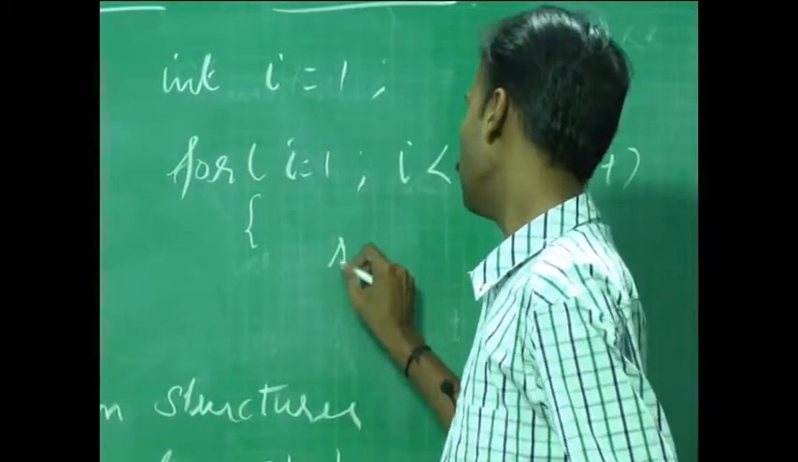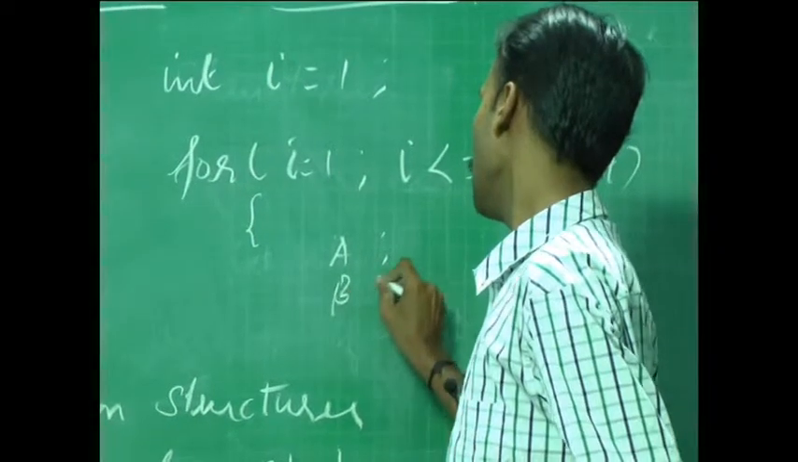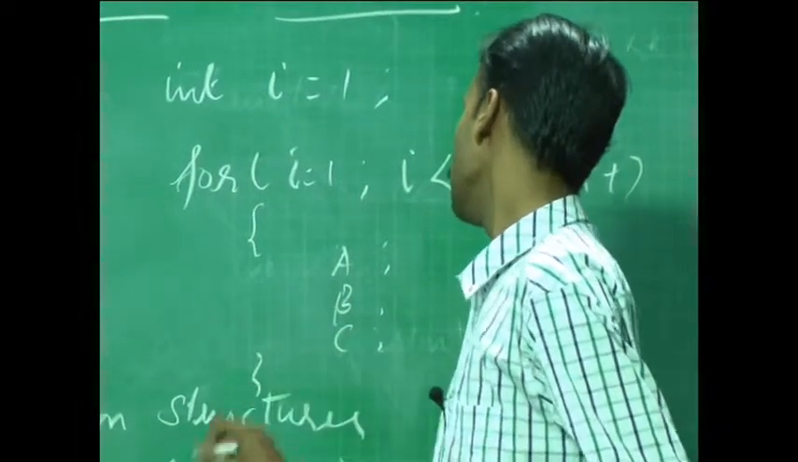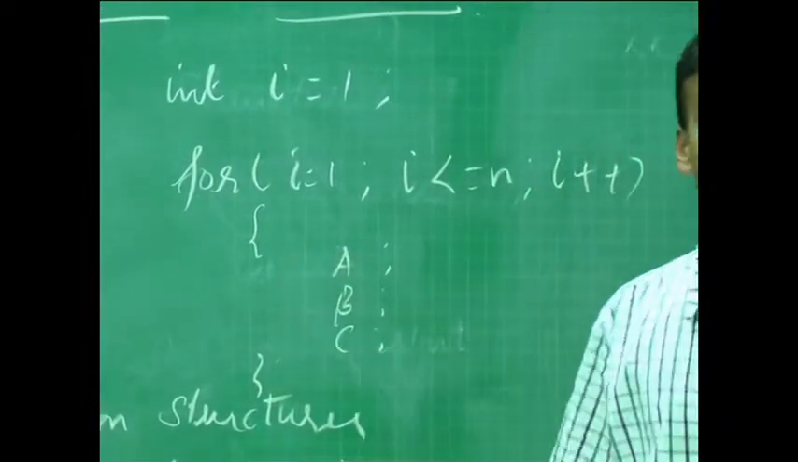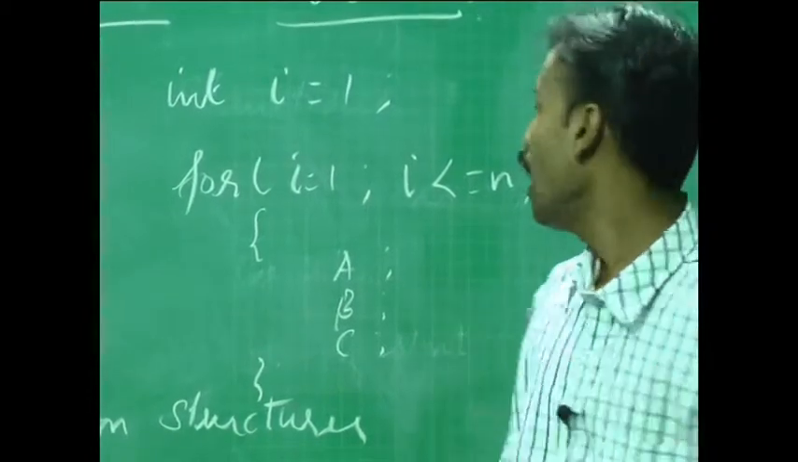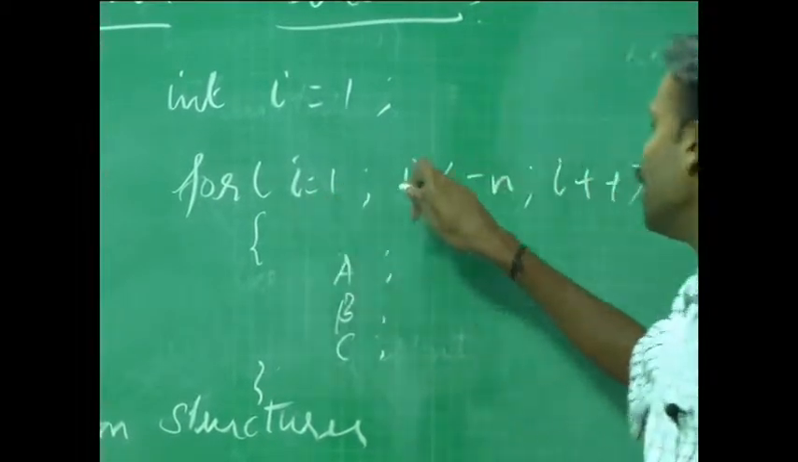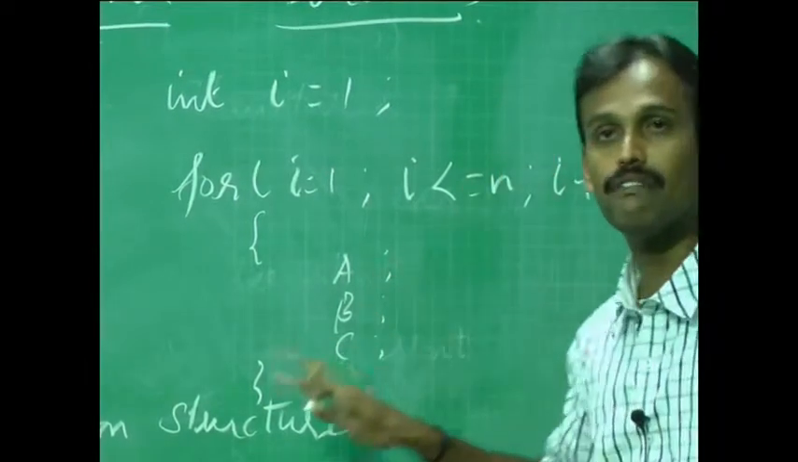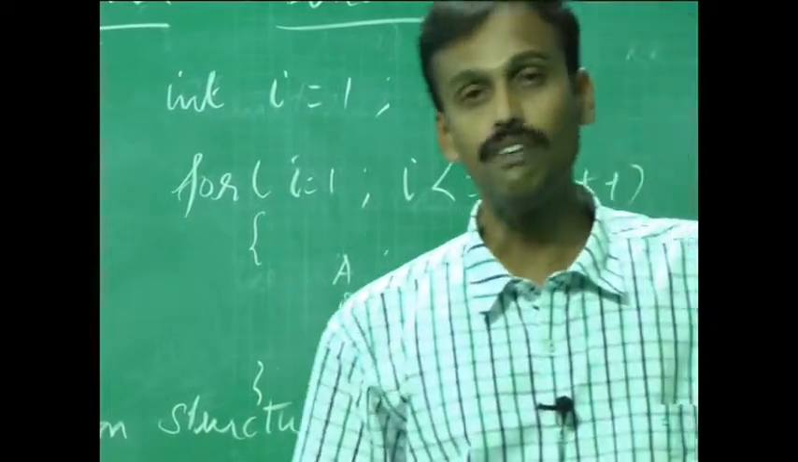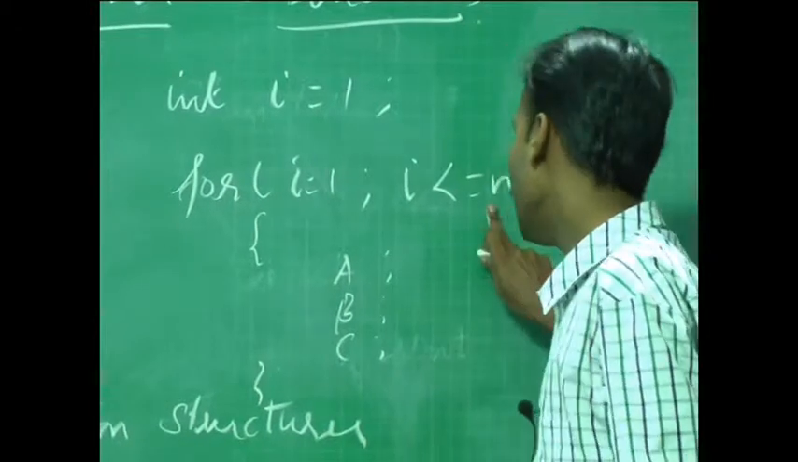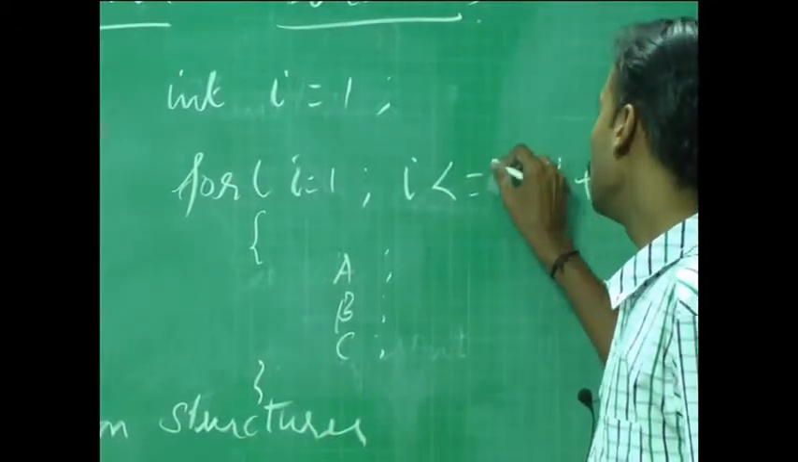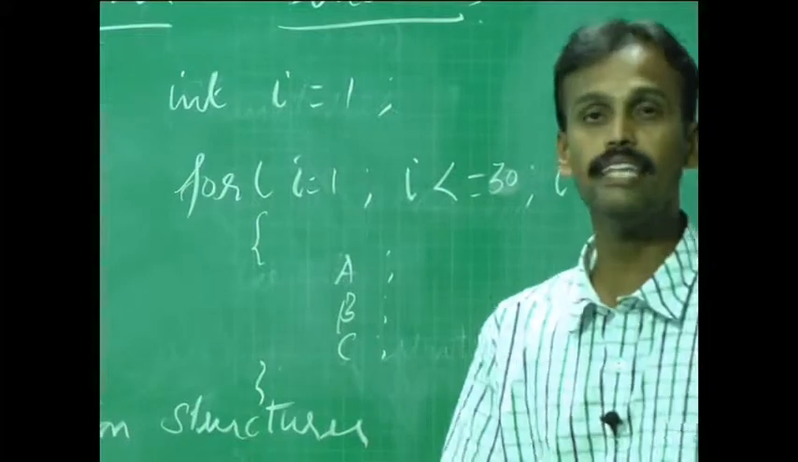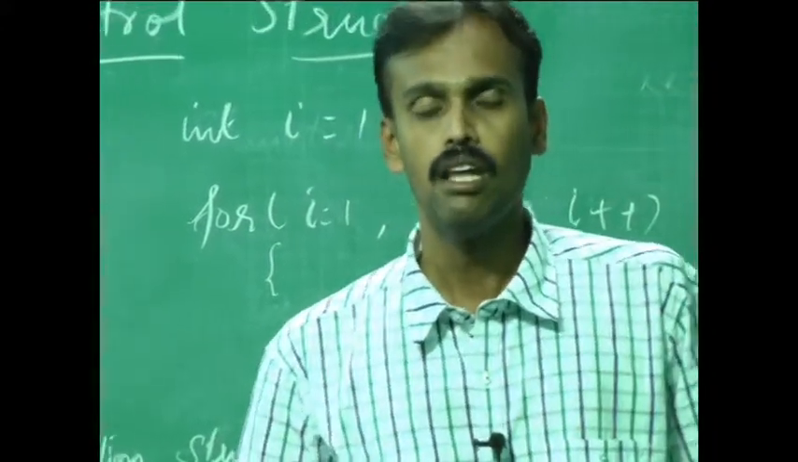So I have statements A, B and C. These statements A, B and C get executed a number of times as long as I is less than or equal to this variable n, which is often given a numerical value. Just for the sake of understanding, I have used n. It usually becomes something like 30 or 40 or anything as per the program's need.